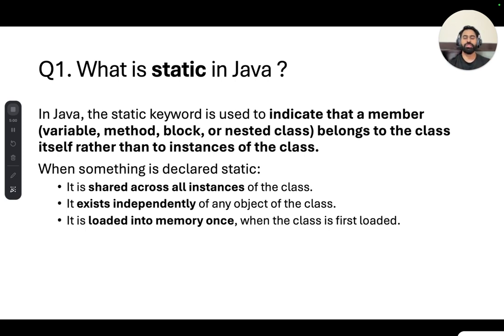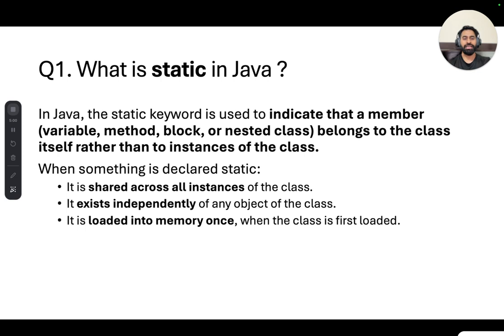The first question the candidate got in this walk-in drive is: what is the static keyword in Java? In Java, the static keyword is used to indicate that a member, variable, method, block, or nested class belongs to the class itself rather than to an instance of the class. Basically in Java there are two things: class level and object level. The static keyword refers to the class level.